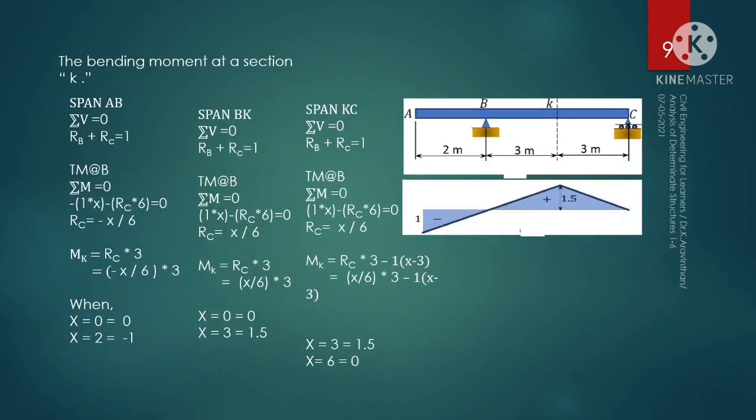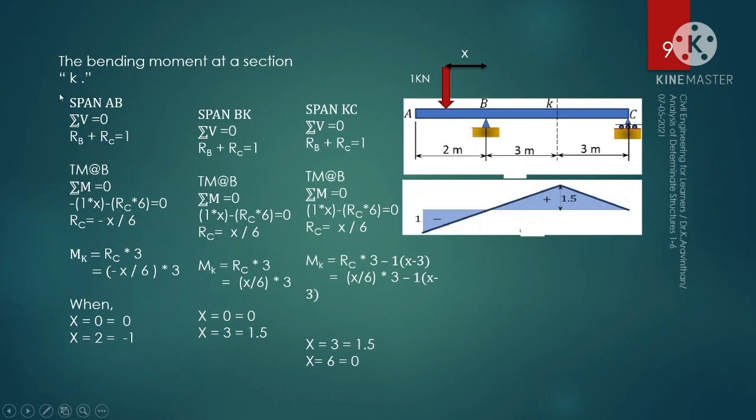Okay. Now I need the bending moment at support K. If I need the bending moment here, I have to split into 3 spans, that is AB, BK and KC. I have to provide a unit load at each and every section, and then I have to find the influence line. This is what I am going to do. First, I am providing a 1 kilonewton load here.